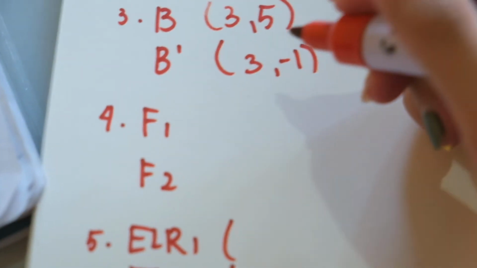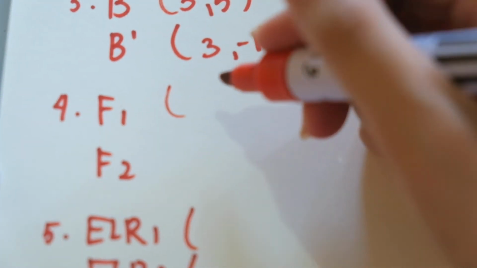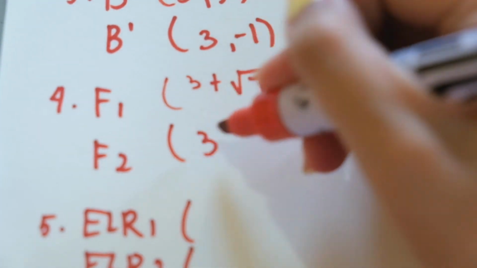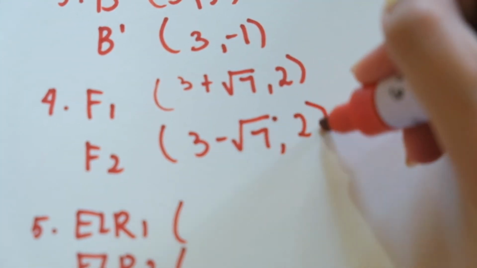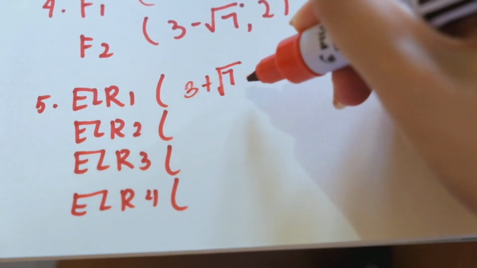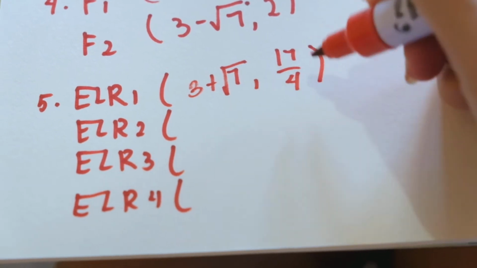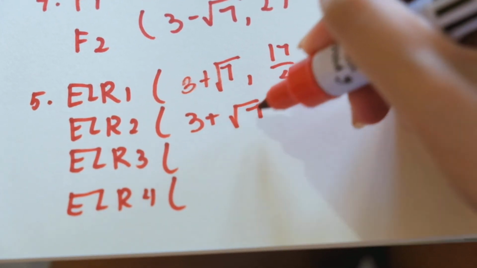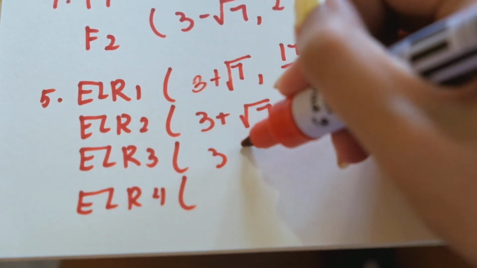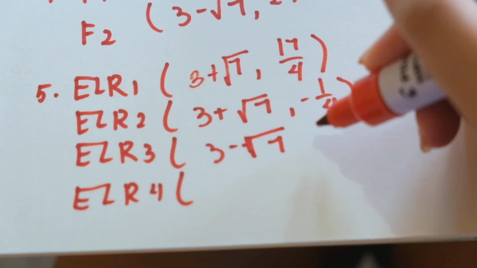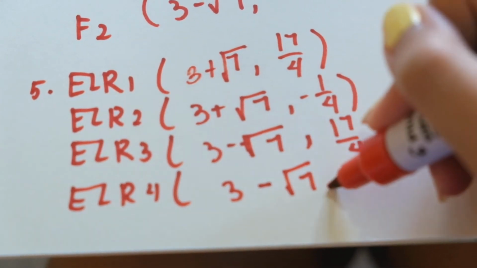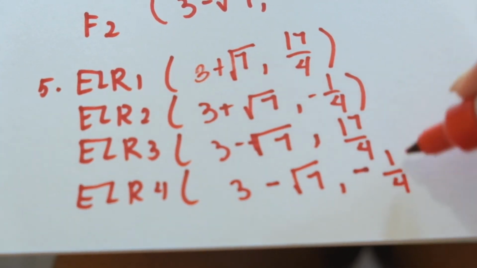For the co-vertices, we have 3 and 5, and 3 and negative 1. For the foci, first foci is 3 plus square root of 7 and 2. Second foci, 3 minus square root of 7 and 2. First latera recta is 3 plus square root of 7, 17 over 4. Second, 3 plus square root of 7, negative 1/4. Third, 3 minus square root of 7, 17 over 4. Fourth, 3 minus square root of 7, negative 1/4.